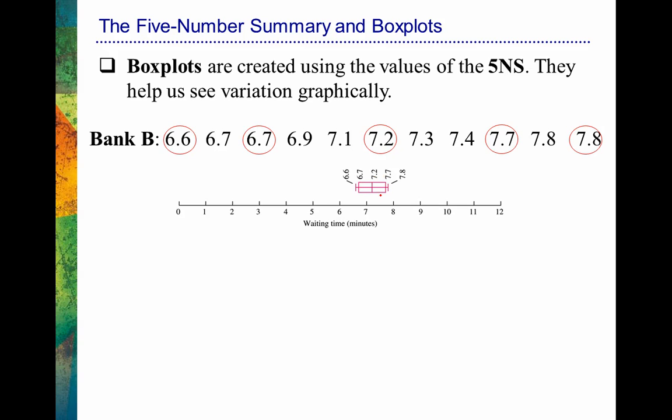So you see the box right there represents essentially the middle 50% of that distribution between the first and the third quartiles. Then we show the whiskers. These are often referred to as box and whisker plots.